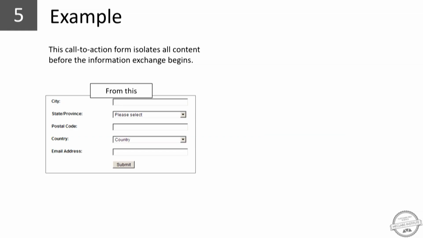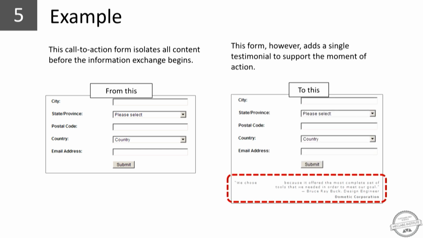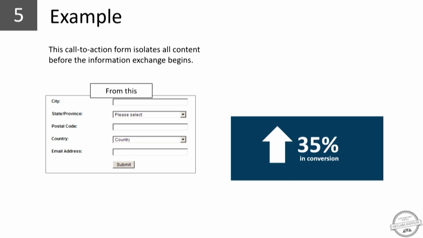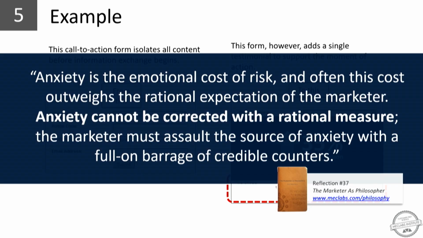Okay? Let's keep going. So we're moving into that final point here in just a moment, but look, from this to this. And then you can see that there is an evidential place at the bottom and a 35% increase in conversion. And I'll finish this point with another quote. Anxiety is the emotional cost of risk. Did you hear that? It's the emotional cost of risk.